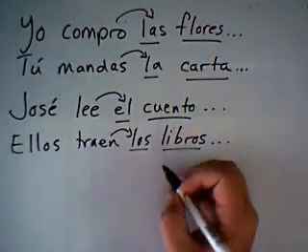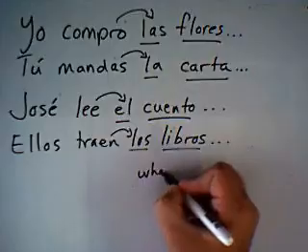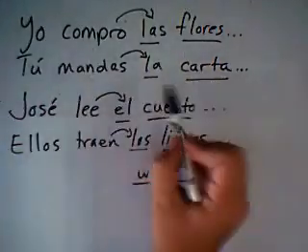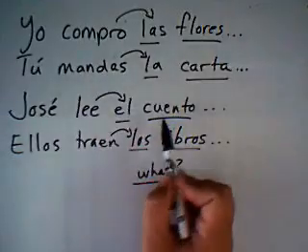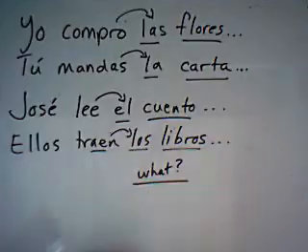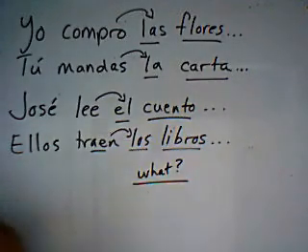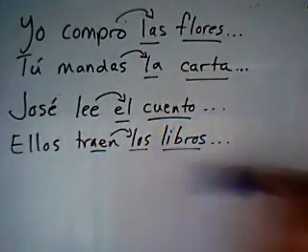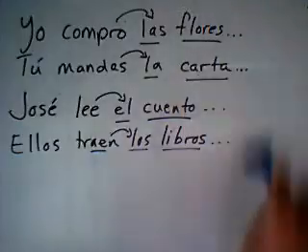Okay? Remember, direct objects are going to answer the question, what? What is it that I'm buying? What is it that you are sending? What is it that José is reading? And what is it that they are bringing? Okay? Direct objects answer the question, what? All right? Now, indirect objects answer the question, to whom or for whom.